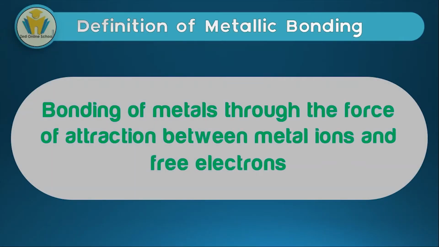Metallic bonding is the bonding of metals through the force of attraction between metal ions and free electrons. In all kinds of bonding, that's ionic bonding and covalent bonding inclusive, electrons are always involved. In ionic bonding, there's a transfer of electrons. In covalent bonding, there's a sharing of electrons. But in metallic bonding, there's a force of attraction between free electrons and metal ions.